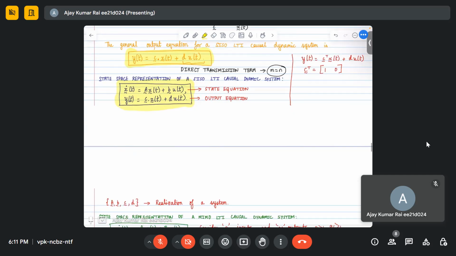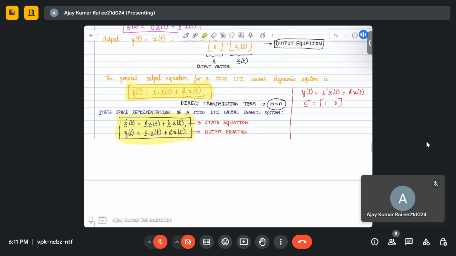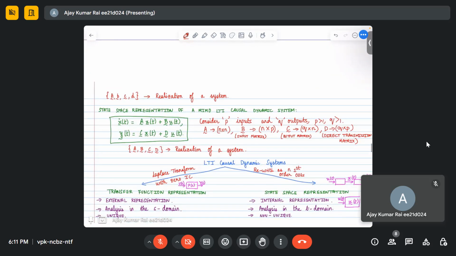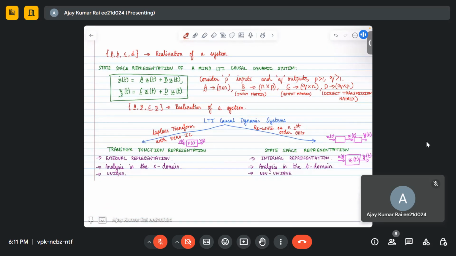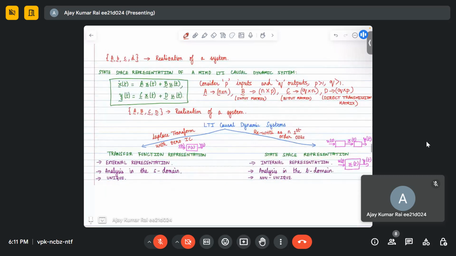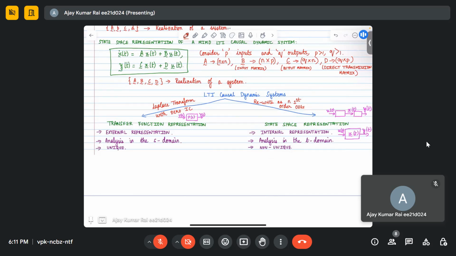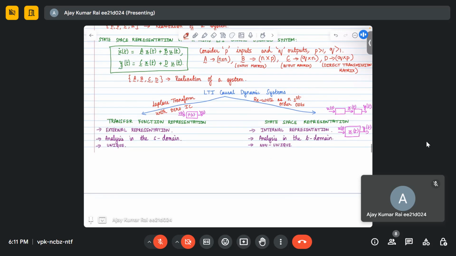In this case we are only deriving the transfer function for causal linear systems, but this state space equation can also be used for non-linear systems. That is one advantage. If we know A, B, C, D, then we can realize the system. What we have studied here is the LTI causal system. The difference between the transfer function approach and the state space representation approach is shown here.